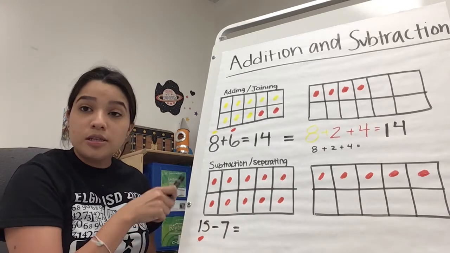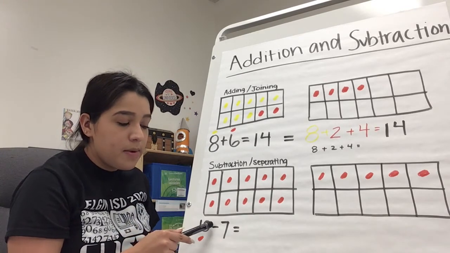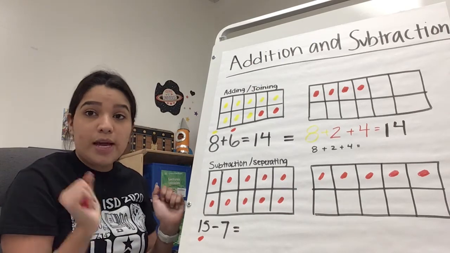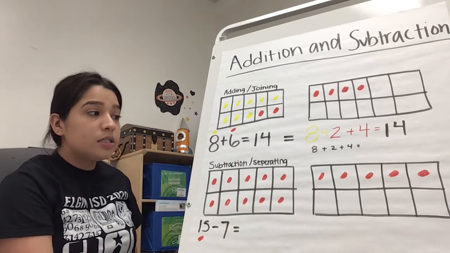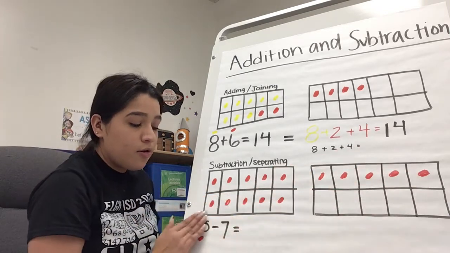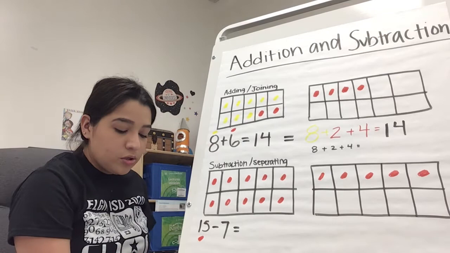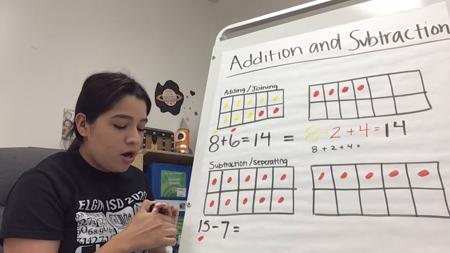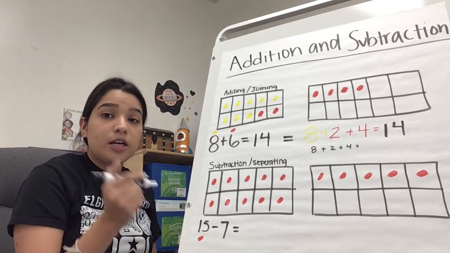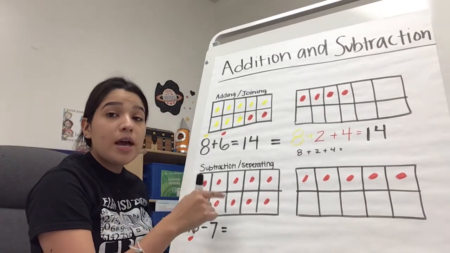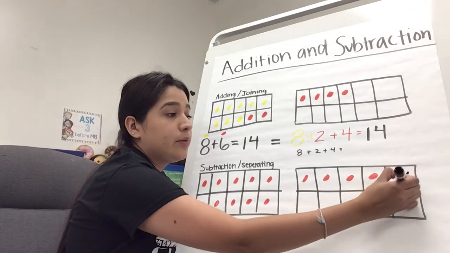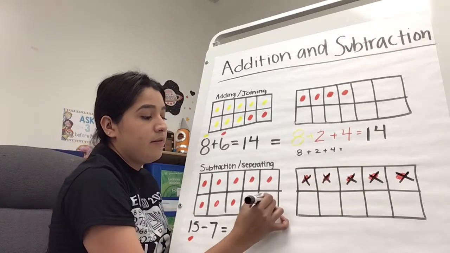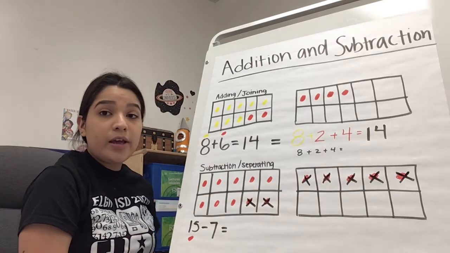Okay, so let's look at our equation again. 15 minus 7. So what are we doing? We are taking away 7, right? We are separating 7 from 15. So what we're going to do is we're just going to put X's. So we are taking away 7, so we are going to put X's on 7 red circles. So come on. 1, 2, 3, 4, 5, 6, 7.